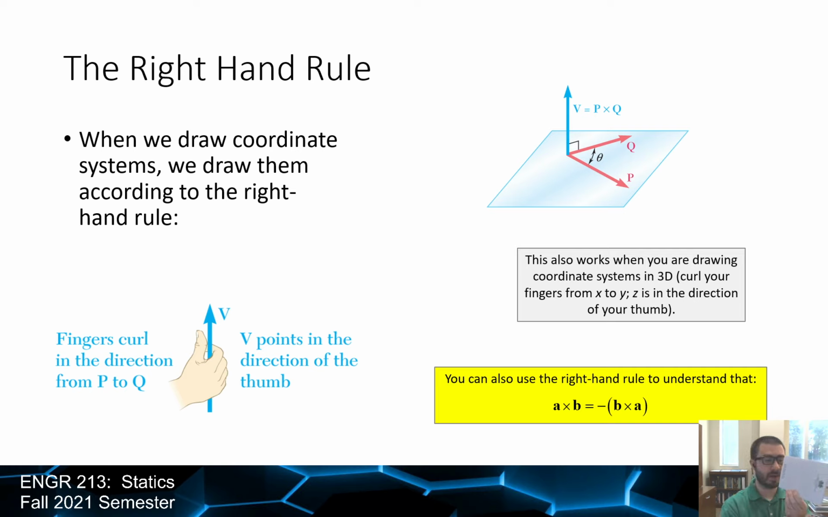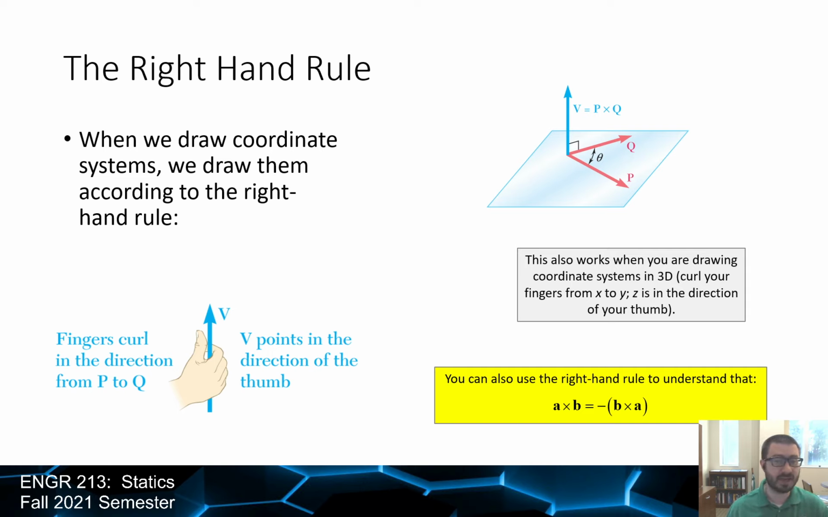Whereas if it's B crossed with A, then the direction's opposite. So A crossed with B, B crossed with A. Whenever you switch the order of a cross product, you change the sign. So A cross B is the same values as B cross A, but the signs are flipped. So again, the order of operations matters when it comes to cross products.